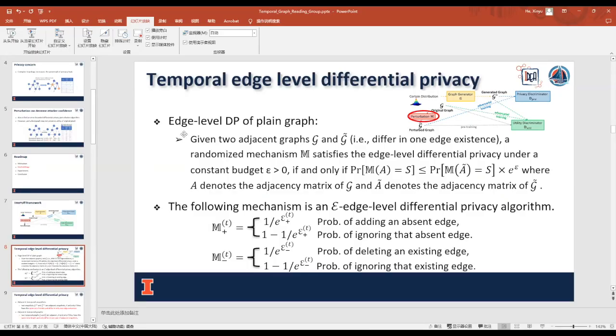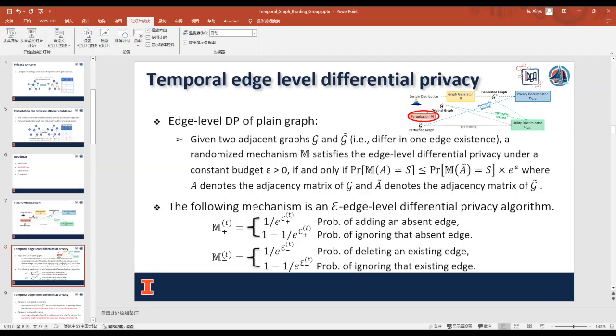First of all, a brief introduction to edge-level differential privacy. Edge-level differential privacy on plain graphs defines that, given 2 adjacent graphs which differ in only one edge existence, a mechanism for perturbation is an edge-level differential privacy algorithm if and only if the probabilities of the outputs of the original graph and its adjacent graphs are similar. This indicates that the adjacent graphs become indistinguishable after going through the mechanism M. Therefore, we can say that it preserves the privacy of the original graph, because after some twist or flip, it cannot be distinguished by the attacker.